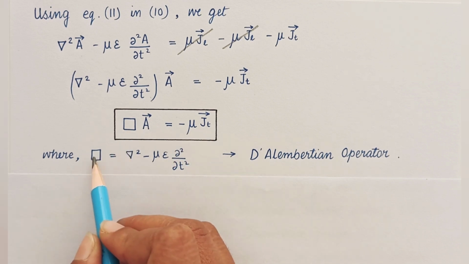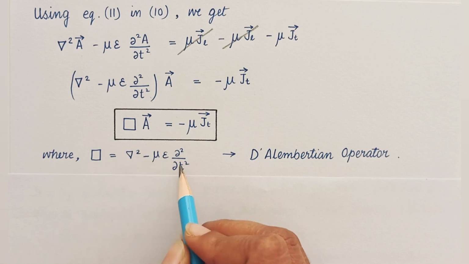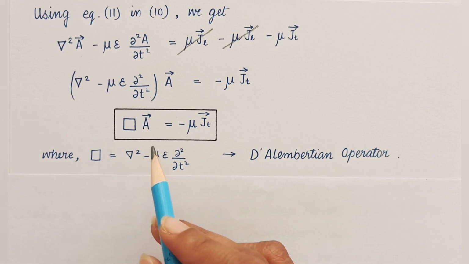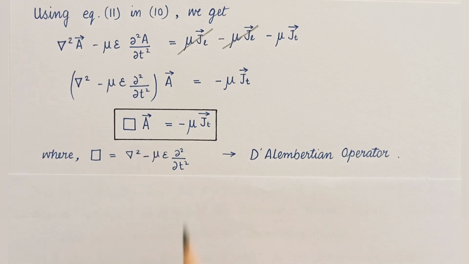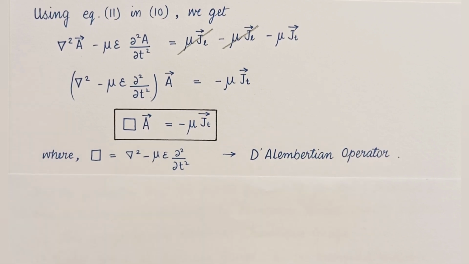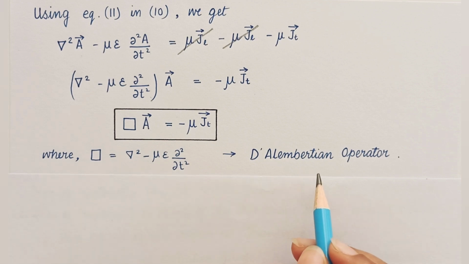Here this D'Alembertian operator is equal to del square minus mu epsilon ∂²/∂t². Well, as I told you, this D'Alembertian operator is 4-dimensional. How? Here you can see del, which has 3 coordinates x, y and z, and there is an additional dimension, and that is t. So in all, the D'Alembert operator is a four-dimensional operator having x, y, z and t.